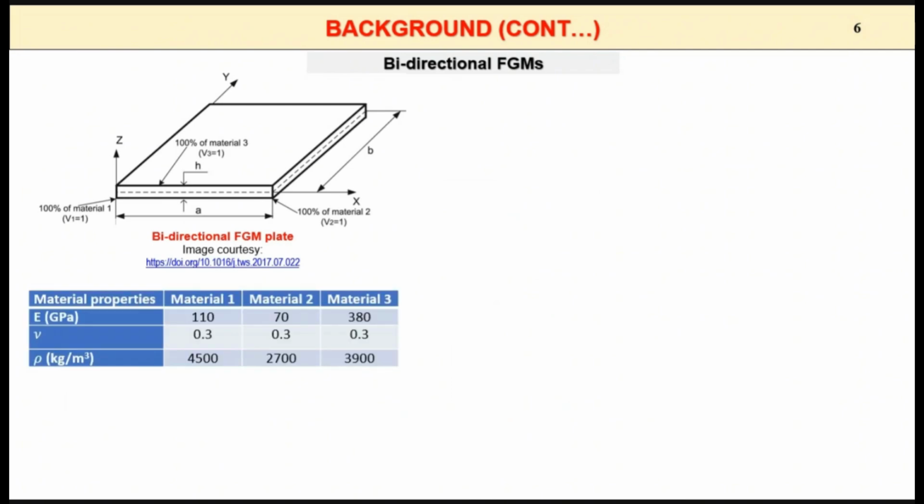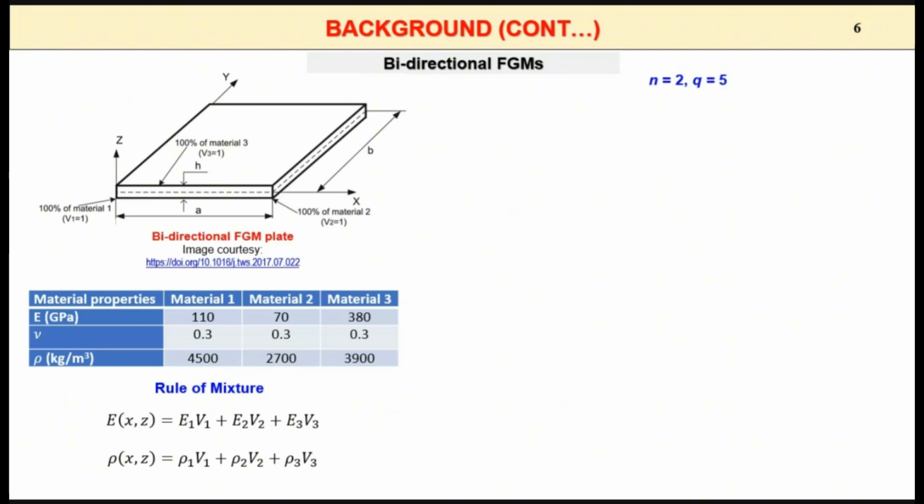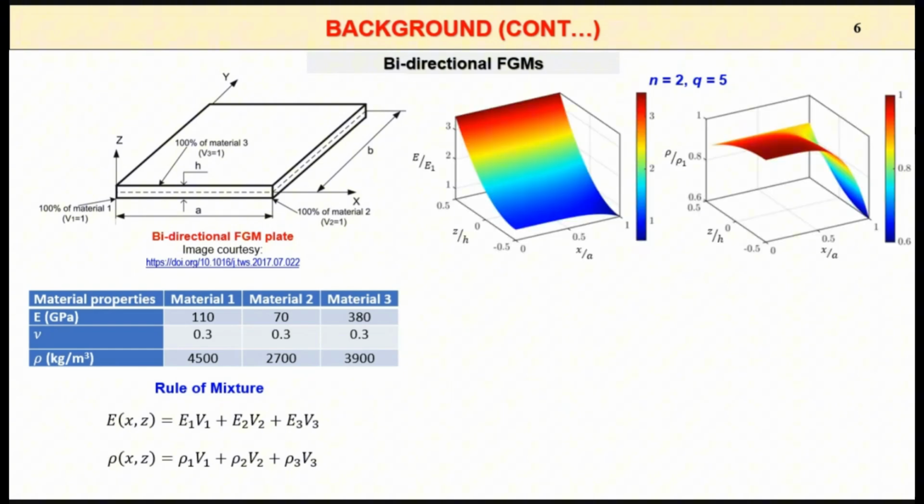Now, since this work is computational, I have taken these material properties. Material 1 has 110 gigapascal, and I have taken the Poisson's ratio as constant. And the density of the materials is also different. And we know the effective material properties and the effective density can be obtained using the rule of mixture. So E1, E2, and E3 are the Young's moduli: E1 is the Young's modulus of material 1, E2 of material 2, and E3 of material 3. Similarly for the density. And these are the plots.